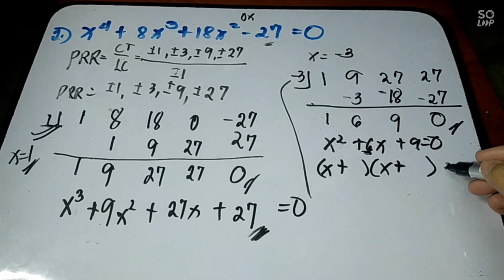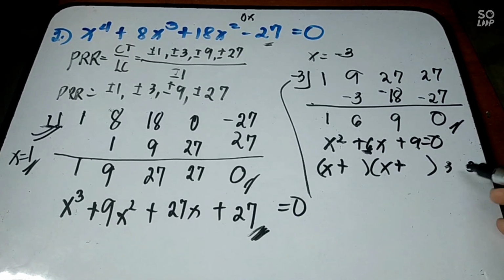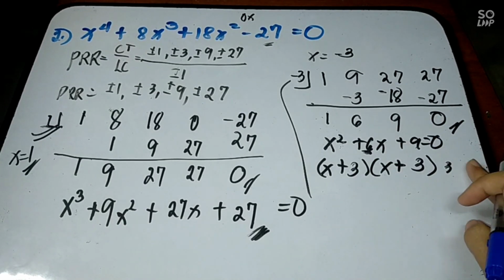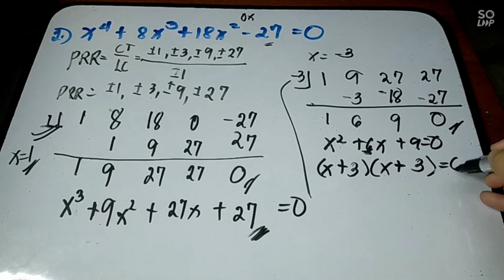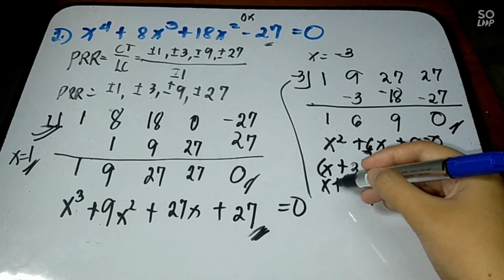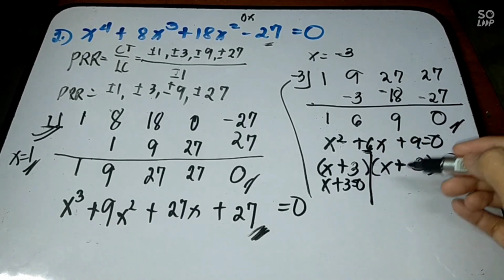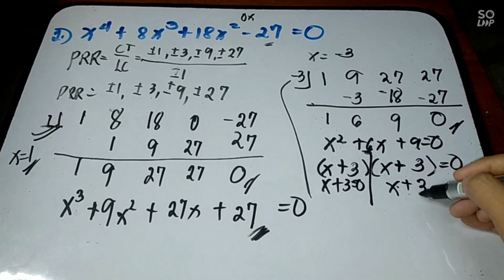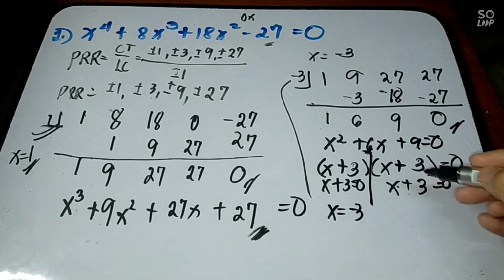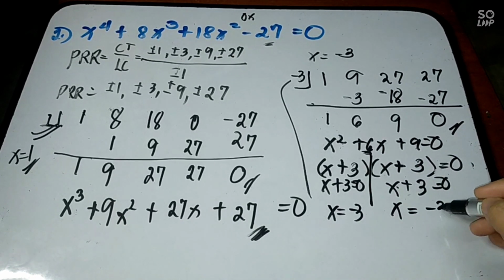So, obviously, we have here 3 times 3. 3 times 3, the answer is 9. 3 plus 3, the answer is 6. That is it. So, this is the factor, 3 and 3. Then, equal to 0, then just equate it into 0. We have x plus 3 equals to 0 by using zero property. Then solve for x. X is equals to negative 3.